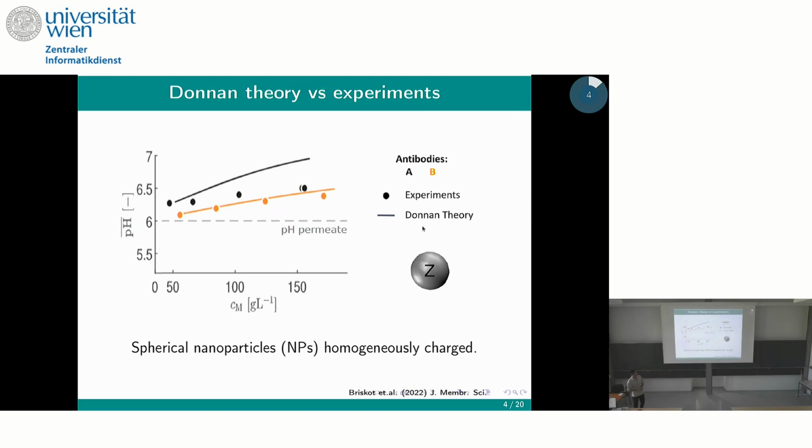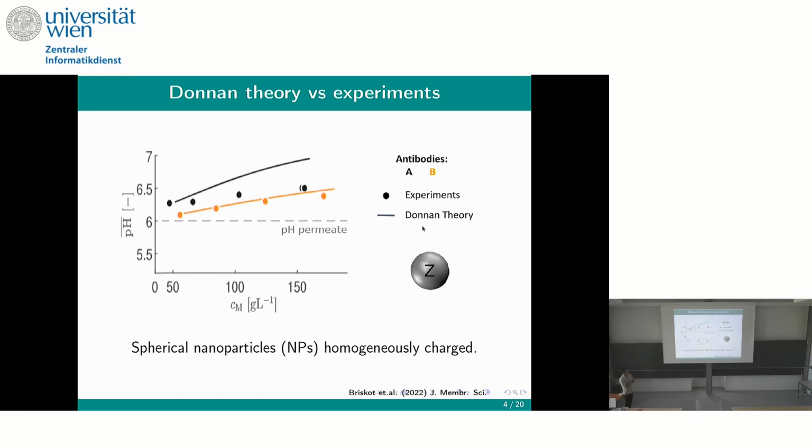Now, the problem is that the experimentalists are trying to use the Donnan theory to represent the experimental results. Here I'm showing that they use membrane separation to concentrate the solution of two different monoclonal antibodies, A and B, orange and black in the plot. Here we see the pH in the retentate against the concentration of the protein. The dashed line corresponds to the pH in the permeate, the other solution.